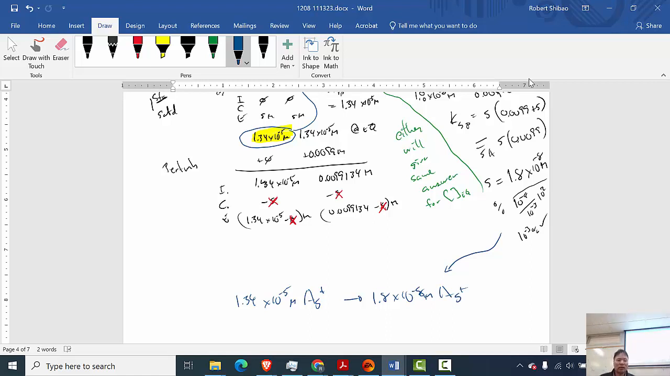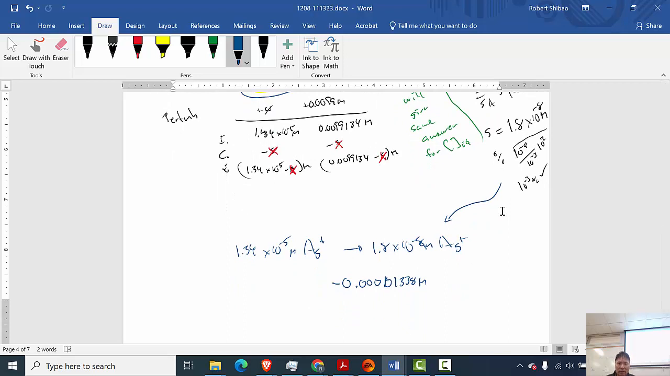And so how much did I lose? Well, I'm going to calculate that here. And so that means I lost minus 0.00001338 molar silver that was precipitated.